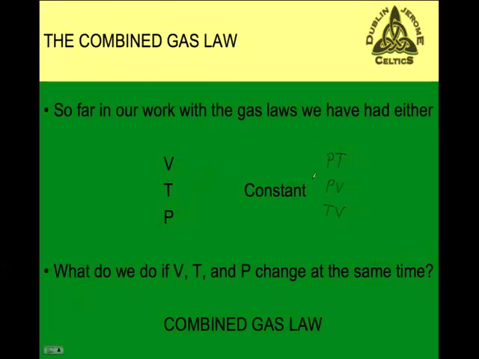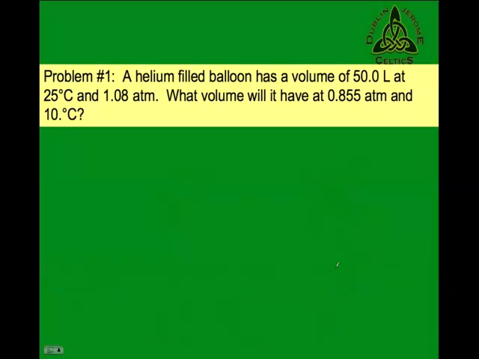So those are the 3 gas laws we have. And if we add those all up, pressure, volume, and temperature all change at the same time. What do we do? We use the combined gas law, combining all 3. It's going to be very similar math-wise to what we've already done in the 3 prior gas laws. We're using ratios to solve problems.